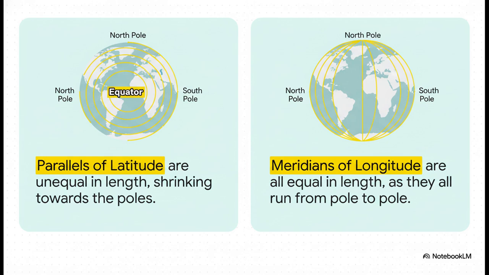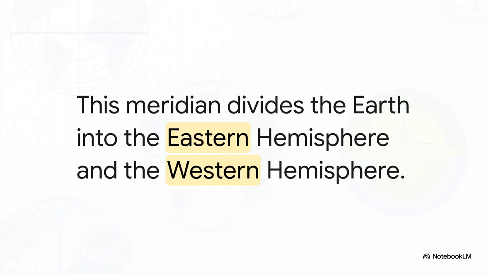The equator is huge, but the ones near the poles are tiny. But the meridians of longitude, they're all the exact same length. Why? Because every single one of them makes the same trip, from the North Pole all the way down to the South Pole. Okay, so just like we had a 0-degree line for latitude, the equator, we need one for longitude. And we call this one the Prime Meridian.